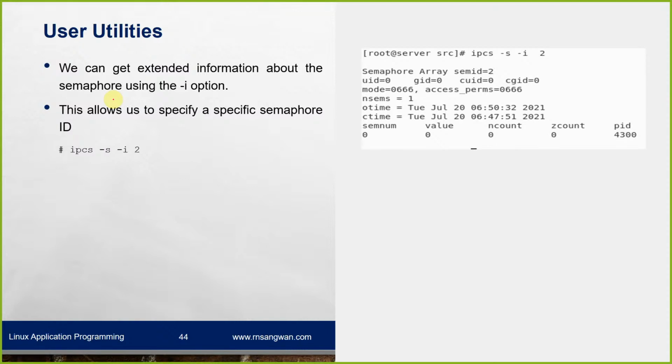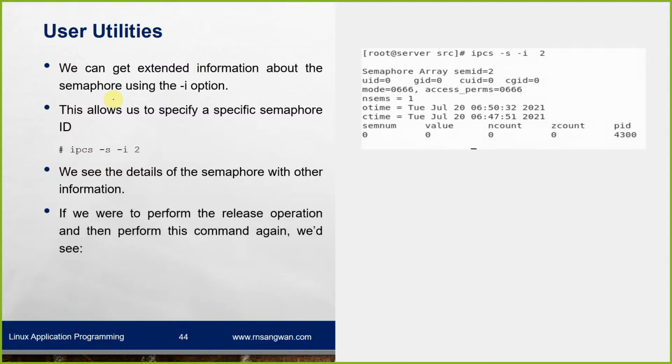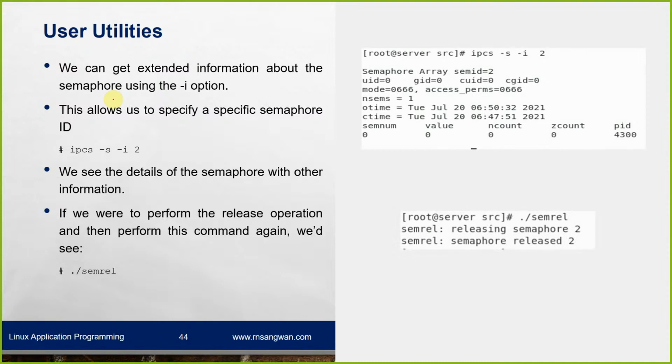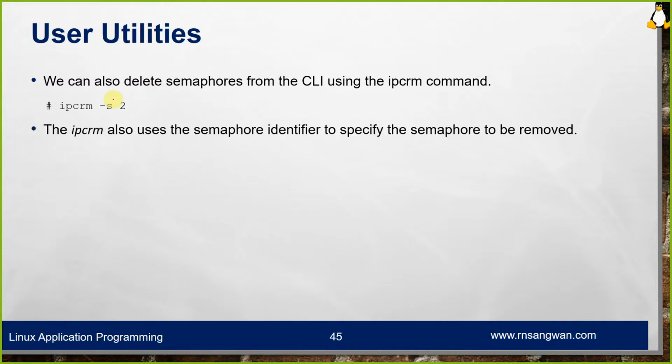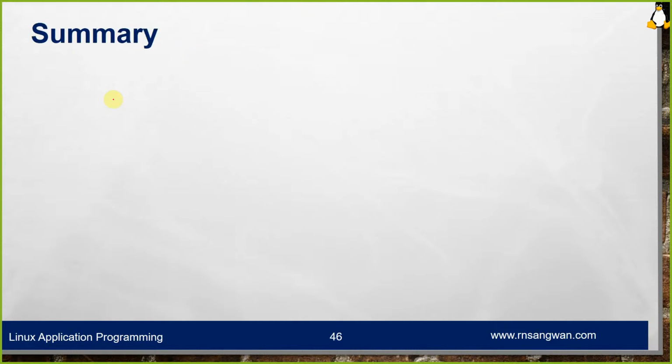So this is the same utility we discussed yesterday. We see the details of the semaphore with other information. If you were to perform the release operation and then run this command again, we would see this kind of output, semaphore release. After releasing it, you will see the released semaphore 2. We can also delete semaphores from the CLI using the ipcrm command: ipcrm -s semaphore ID. It also uses the semaphore identifier to specify the semaphore to be removed.